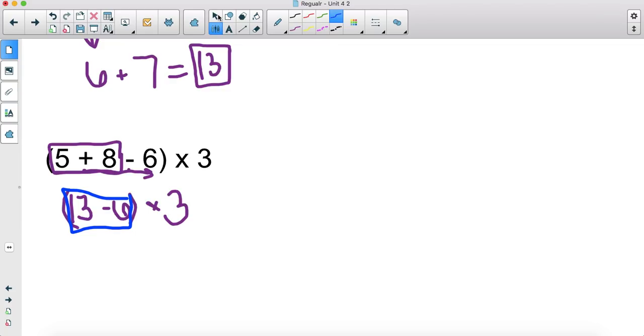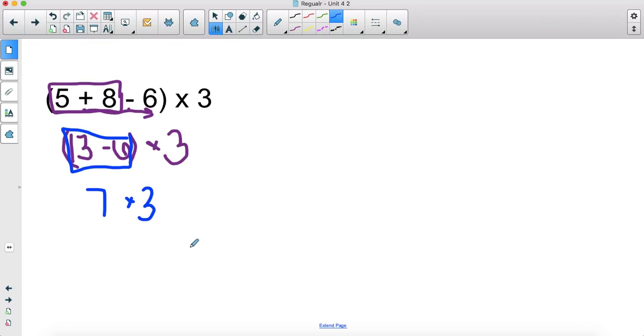So next up means that I have to subtract 13 minus 6. So 13 minus 6 would equal 7. Simplifying that and then rewriting the rest, and I have 7 times 3. Okay, so this is our last operation. 7 times 3 equals 21.